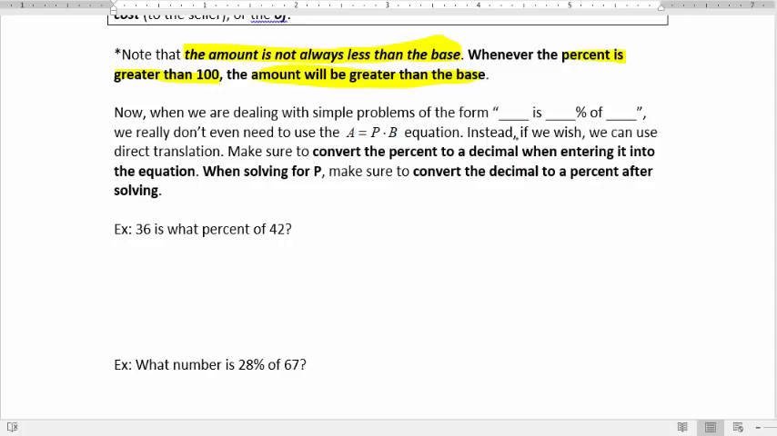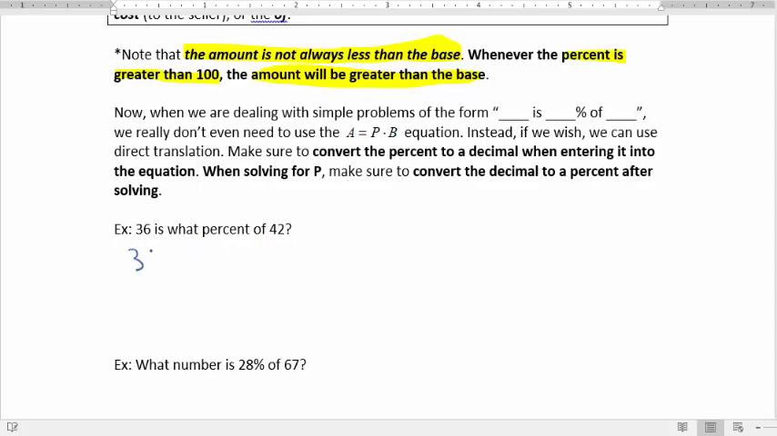So the thing is, when you're doing very simple problems like just something is something percent of something, you don't even really need to use A equals P times B. You can basically just do a direct translation. So what do I mean here? Just read this example: 36 is what percent of 42? So you just start writing this as an equation.